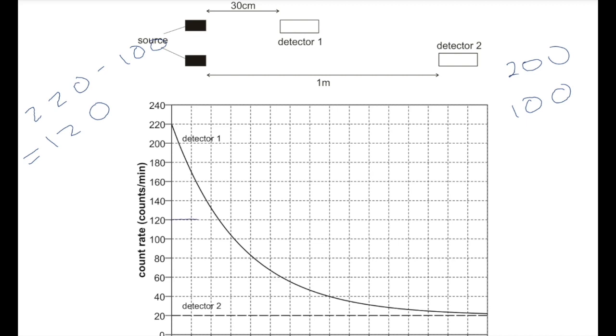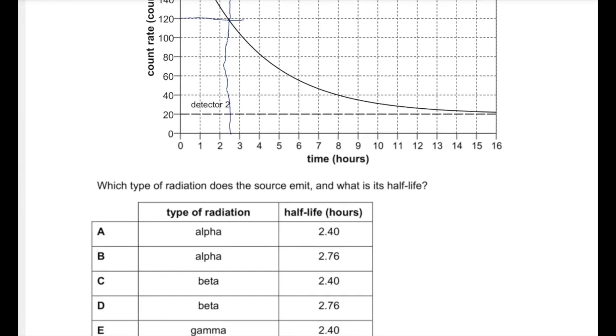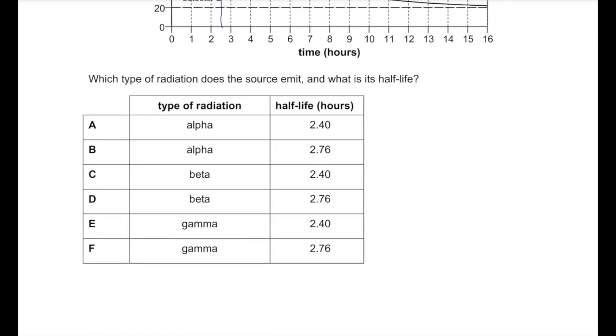So 120. And then where it intersects with detector 1, 120 counts. We're going to go down to the x-axis. And where is that roughly? That is roughly at 2.4, and therefore the answer is C, 2.4.